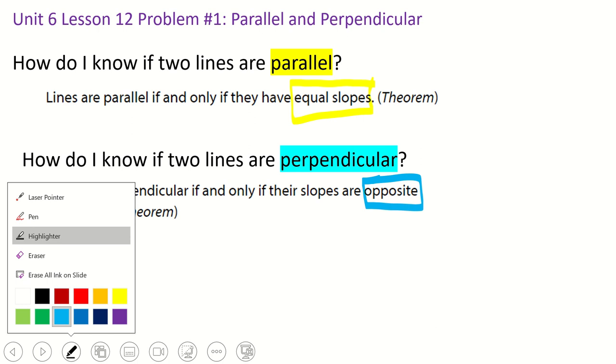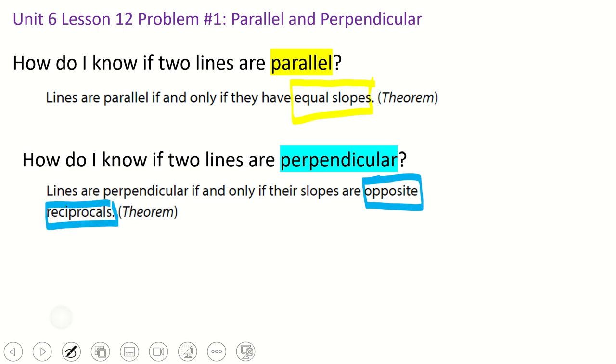You may be wondering, what does it mean to be an opposite reciprocal? So when it talks about opposite, I always like to think of a number line. If I'm talking about the number -4, the opposite of that is +4, or vice versa. If I have +4, the opposite is -4. So one must be positive, one must be negative when they're opposites.